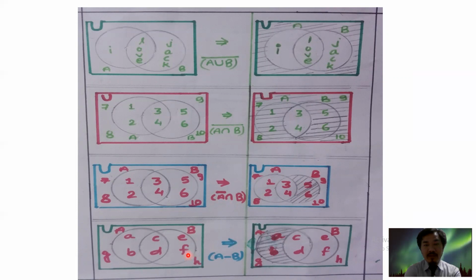Similarly, look here at these two sets: A, B, C, D, E, F, and there are G, H. A minus B means what is there in A after subtracting the part of B. The remaining part of A is shaded. A minus B means the remaining part of A. Now let's move to the next slide.